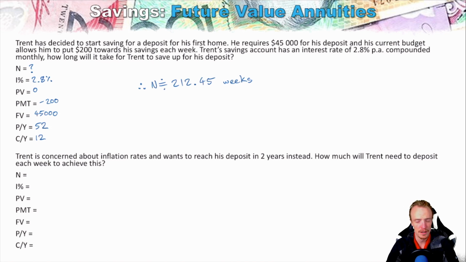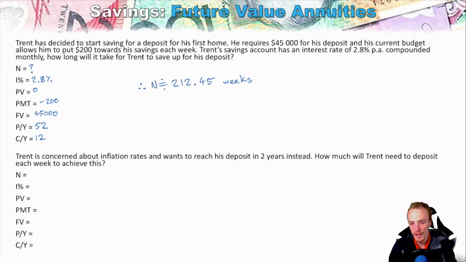Now, if you needed to convert this, the question doesn't ask you to, but if you did, you would need to use your normal conversion methods to get it back to whatever units you need. So for example, if we need this in years, we would divide by, not 12, divide by 52 because there's 52 weeks in a year, and that will give us just over 4 years to actually reach this goal.